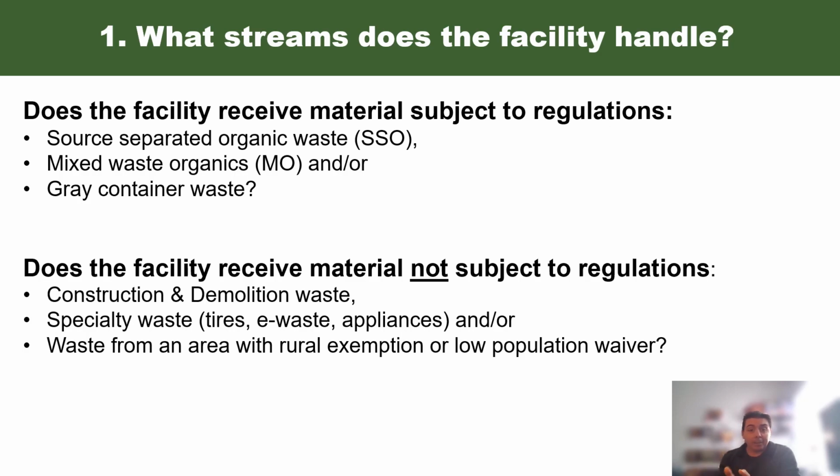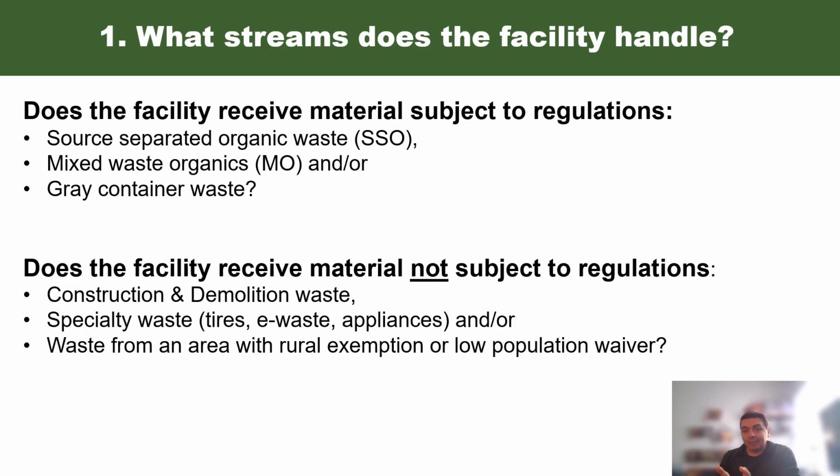So the ones that are big 1383 focused and what may require measurements is going to be anything from a source separated organic waste collection stream, also known as SSO, your mixed waste organic collection stream, also known as MO, and your gray container waste, which is part of the gray container collection stream. So all 3 of these have some type of 1383 focus, and depending on the rest of the answers to these questions, that material may be required to be measured.